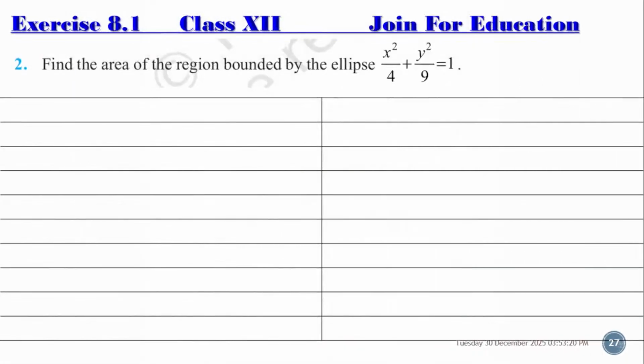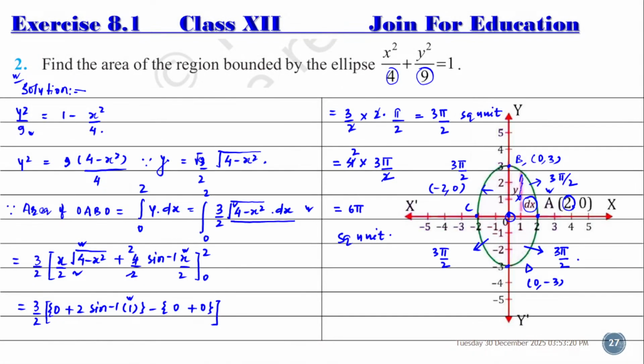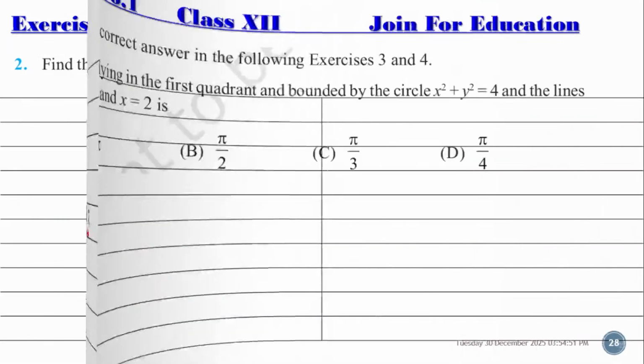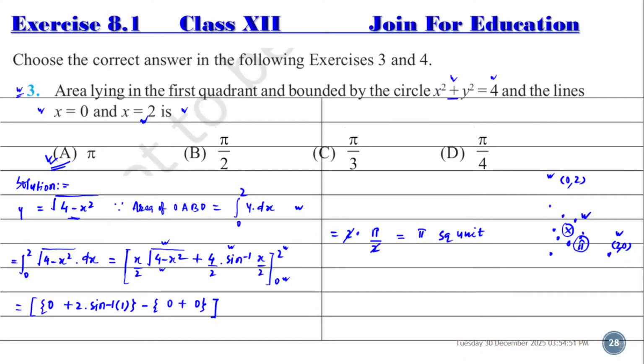क्वेश्चन नंबर 2 भी आपका जो इक्वेशन दिया हुआ है वो इलिप्स का ही इक्वेशन है. सिमिलरली जो क्वेश्चन नंबर 1 में किए थे वही क्वेश्चन नंबर 2 में कर दिए. अभी आप क्वेश्चन नंबर 3 को देखते हैं. तो क्वेश्चन नंबर 3 में इक्वेशन जो दिया है वो सर्कल का है.